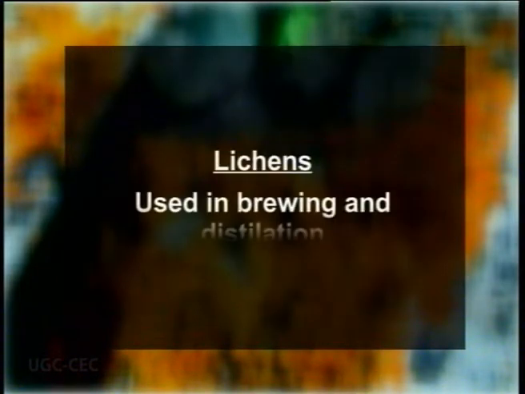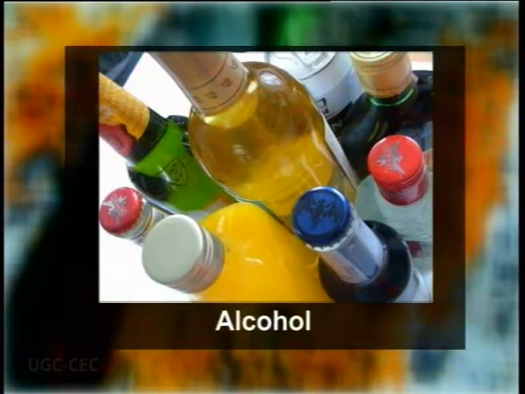Lichens play their role in brewing and distillation industries. For example, Cetraria islandica and Cladonia rangiferina are used to obtain alcohol. Certain lichens yield some useful organic acids, such as lecanoric acid, carbonic acid, usnic acid, etc.